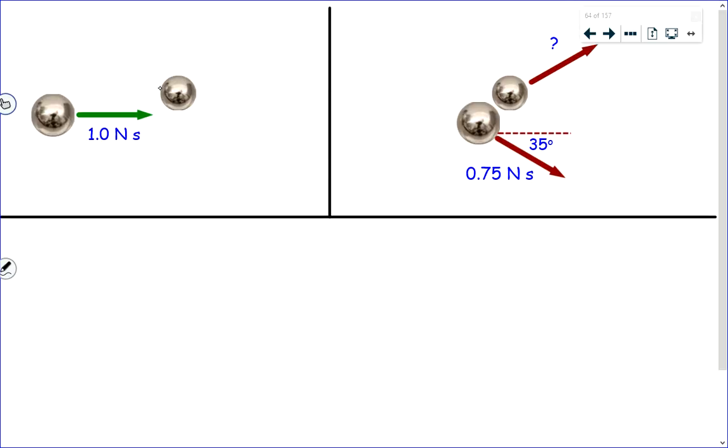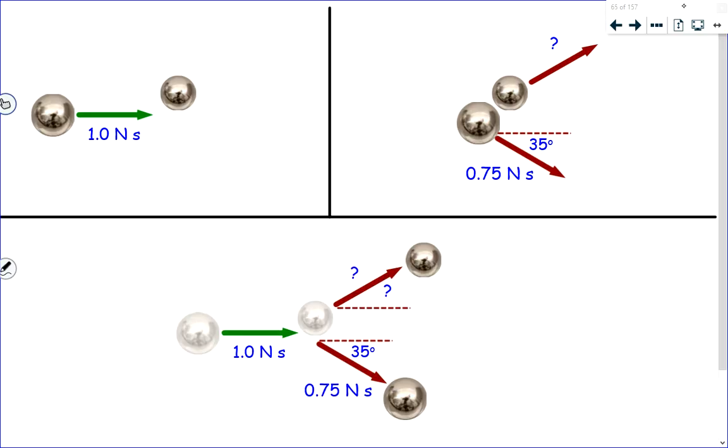So here is a pair of diagrams showing what's happening before the collision and what's happening immediately after the collision. Before the collision, the one steel ball of 500 grams is moving to the right with 1 Newton second of momentum. After the collision, it has glanced off of the smaller ball and the 500 gram ball is moving 35 degrees south of east with a magnitude of momentum of 0.75 Newton seconds.